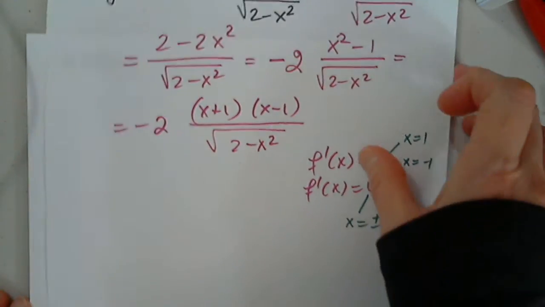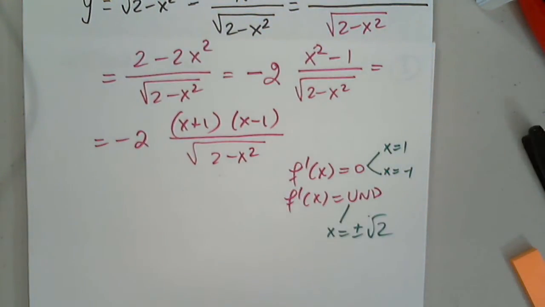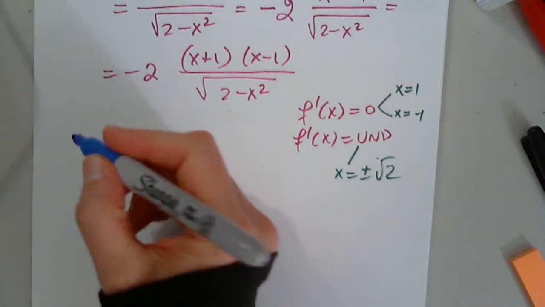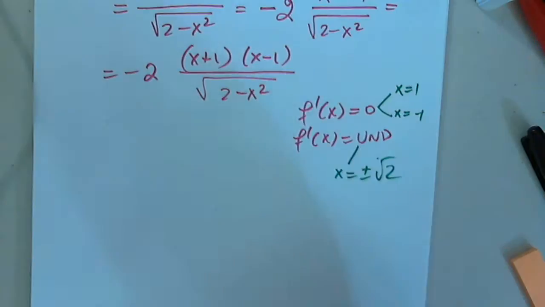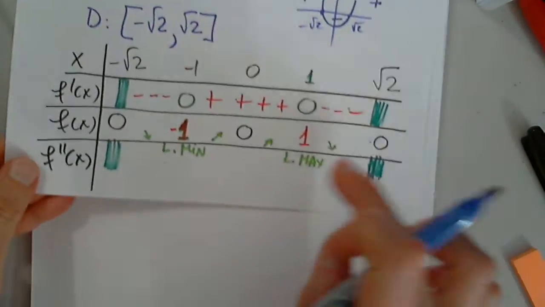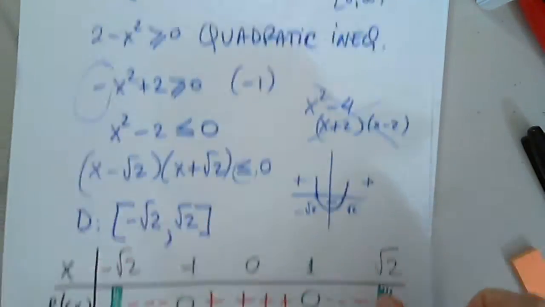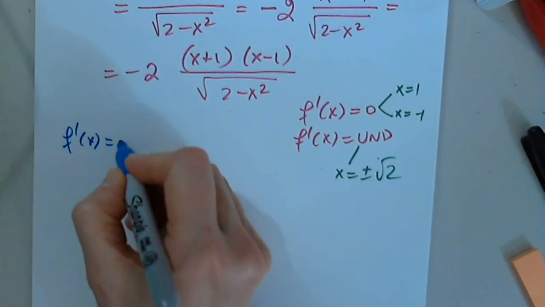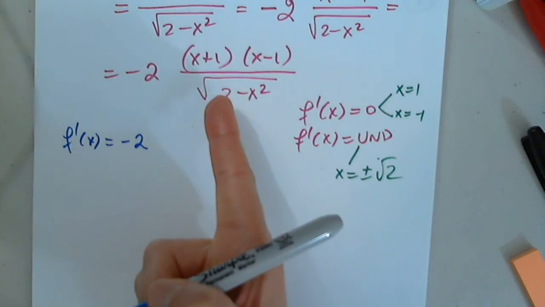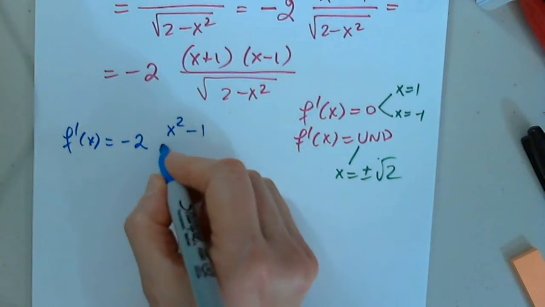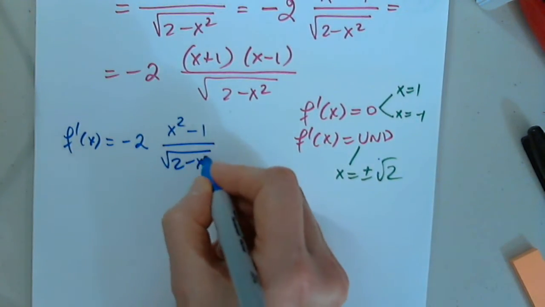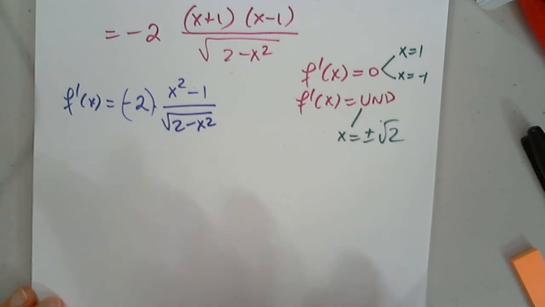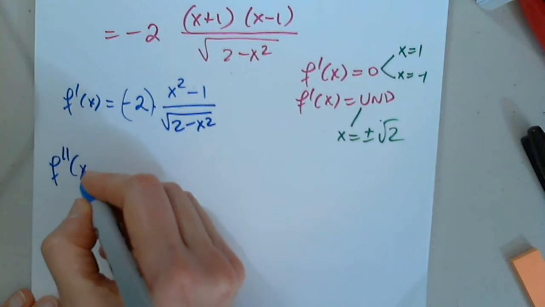we embark on the second derivative, which is really ugly, but we decided to do that. So sometimes we can figure out what's happening here from these two, but let's go ahead and find the second derivative. So first of all, the first derivative will be negative 2, that one, not this one, of course, x squared minus 1 over the square root of 2 minus x squared. Leave the negative 2 outside.